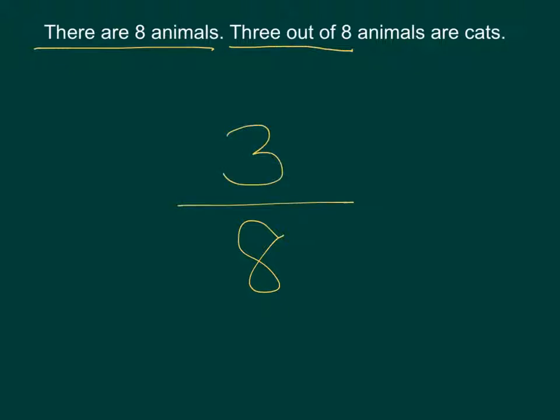So if we had a sentence like this one, there are 8 animals. 3 out of the 8 animals are cats. So there are 8 animals tells you your whole, so that is your denominator. And then it says 3 out of the 8, so 3 would be your numerator. You can read fractions in multiple ways. You can say 3/8 or 3 out of 8.